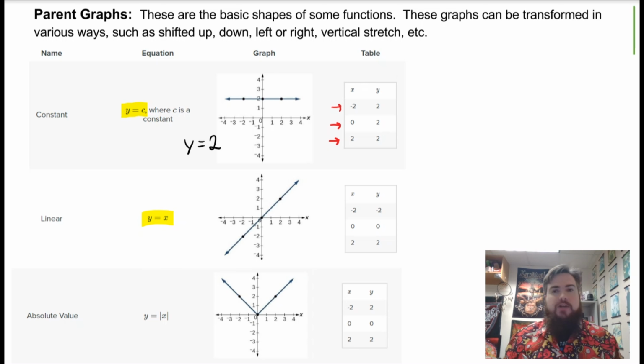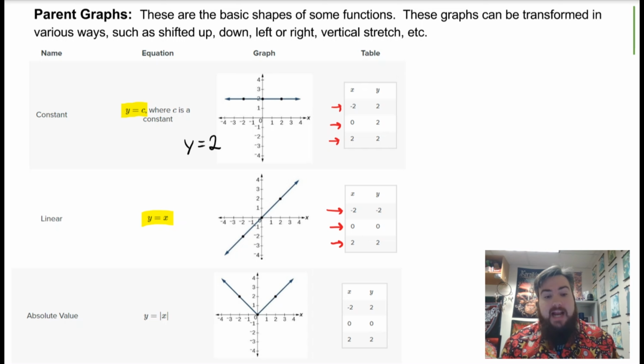For a simple equation like this, if we plug in x equals negative 2, we would get y of negative 2 back in return. If we get x of 0, we get y of 0 back in return. And if we plug in x of 2, we get y of 2 back in return.